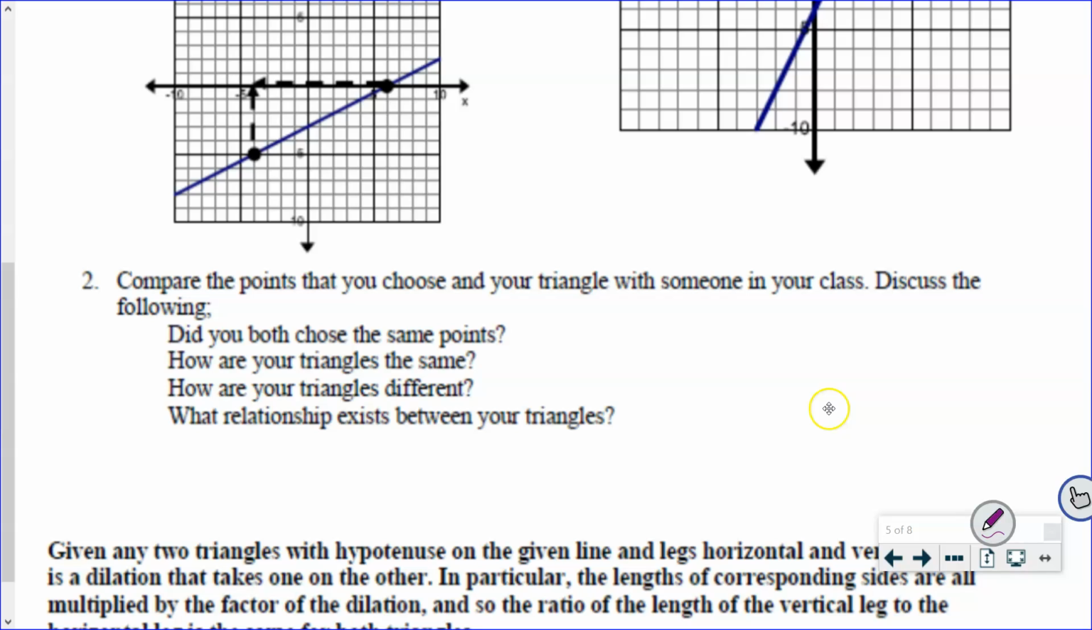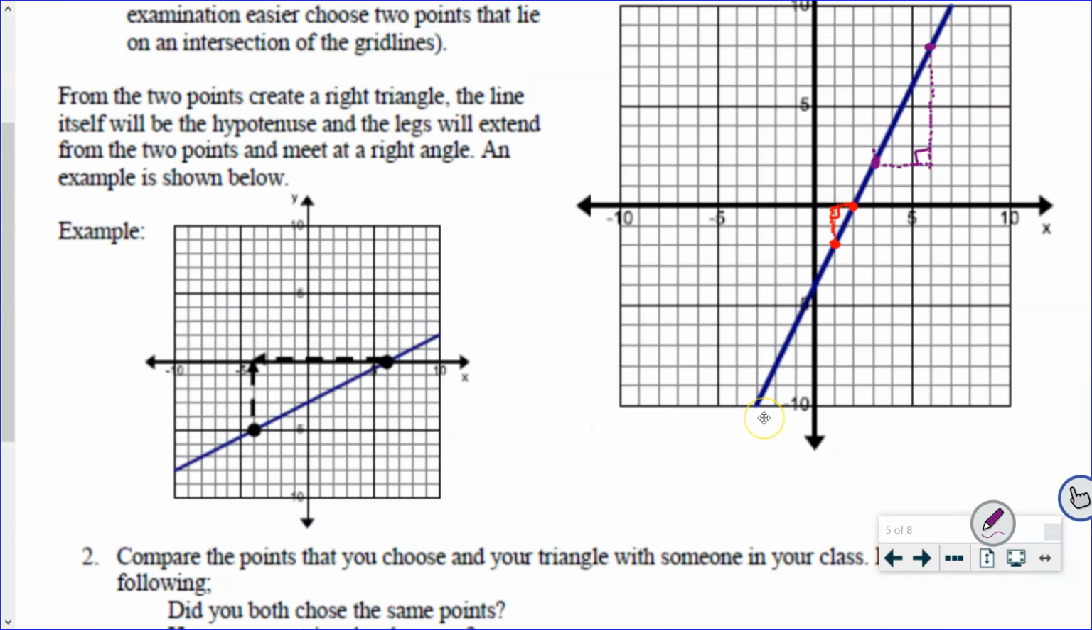Did you guys choose the same points? Anyone in the groups? Okay, a few of you chose the same point. So that means most of us should have different triangles, right? Are the triangles the same in any way, though? How are they the same? Garrett, what would you say? Okay, so you guys both had an up 2 and over 1 type triangle? Okay, so even though they were different points, they were the same size triangle. Great. How else would we have seen some things?